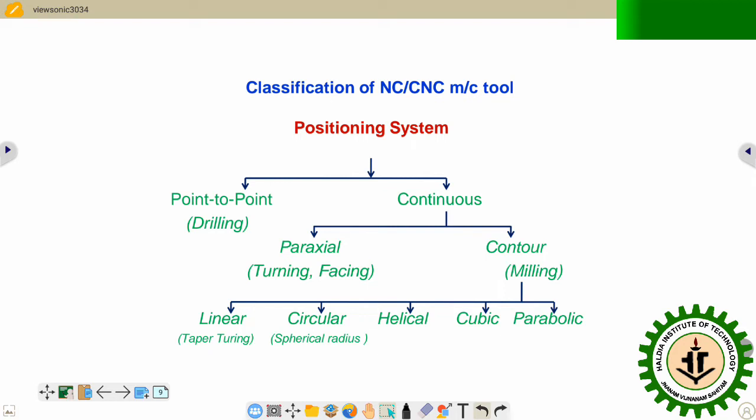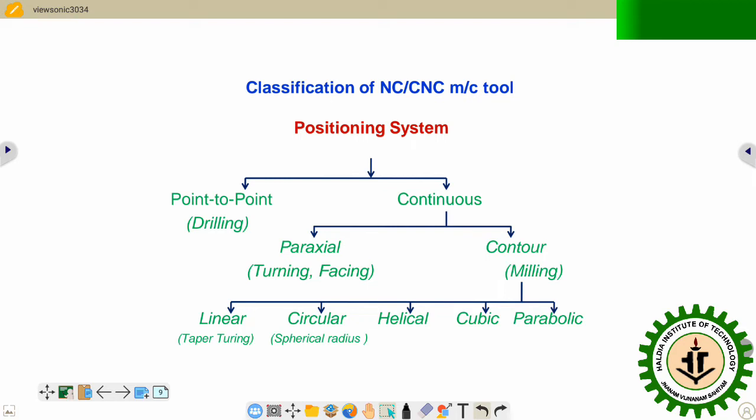That means interpolation needs to be carried out in more than one axis, usually two. It may be XY, it may be XZ in case of lathe, XY in case of milling. Clear? So taper turning, this sort of profiling. These are the examples of linear interpolation.